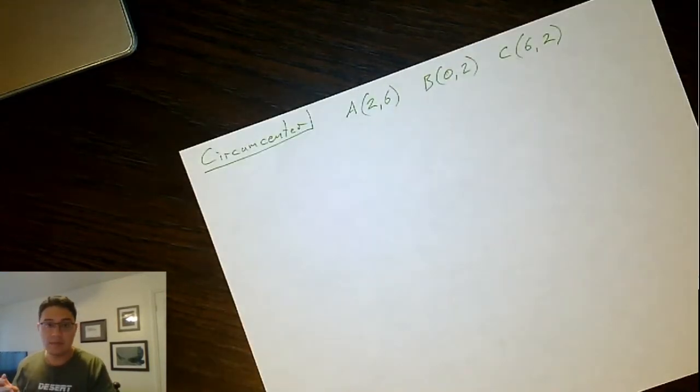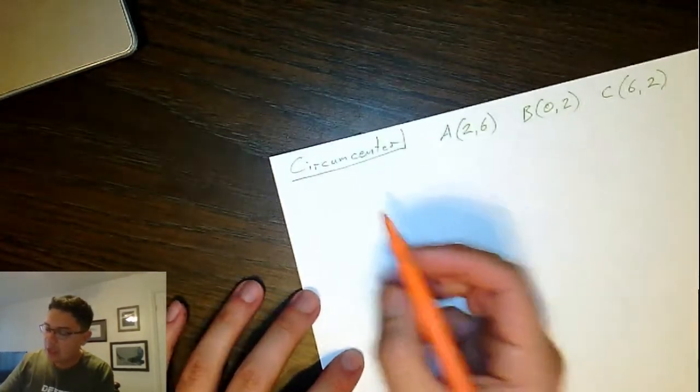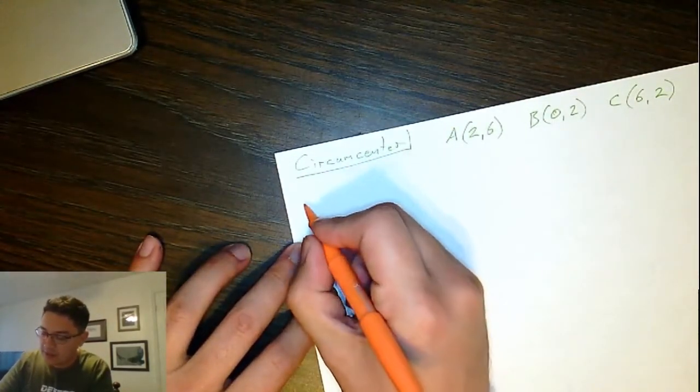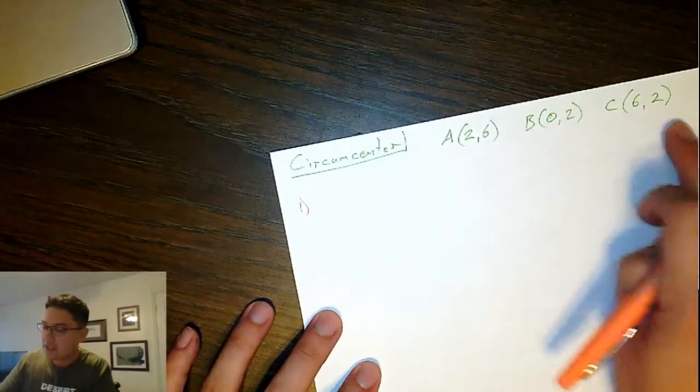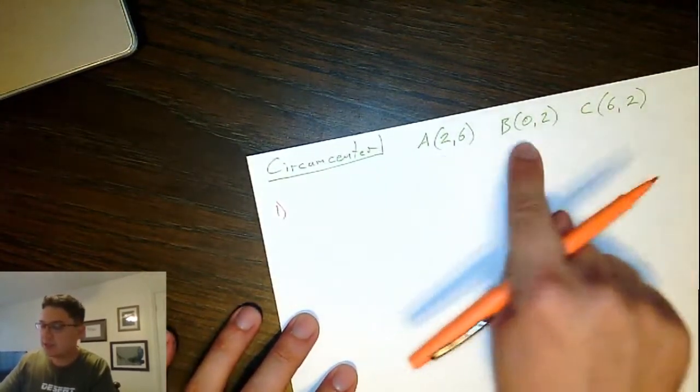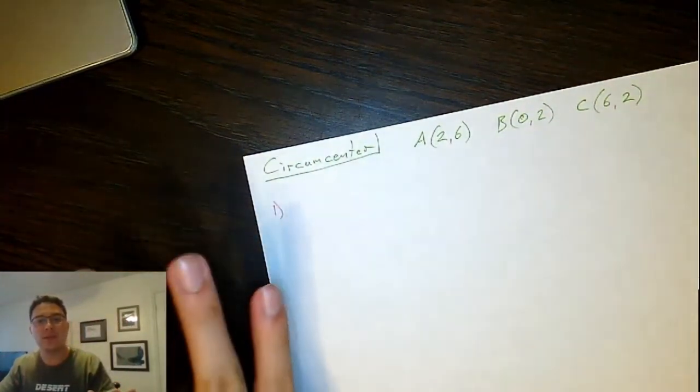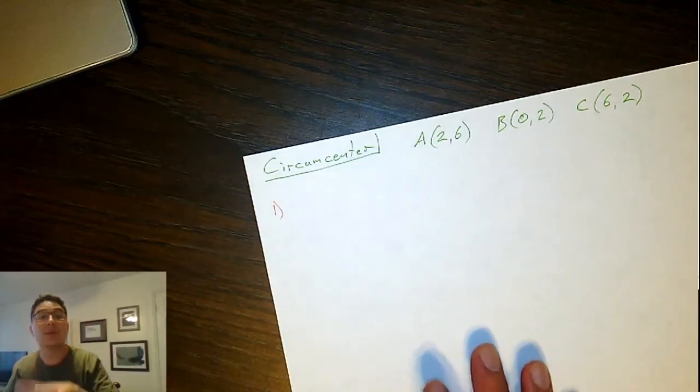Alright, so step number 1. The very first thing that we're going to find is the slope for each of the side lengths for our triangle. So this makes 3 triangles. At the very end of the video, I'm going to do this on GeoGebra so that you can see what the graph looks like. But for our purposes here, we know we're going to have 3 side lengths.